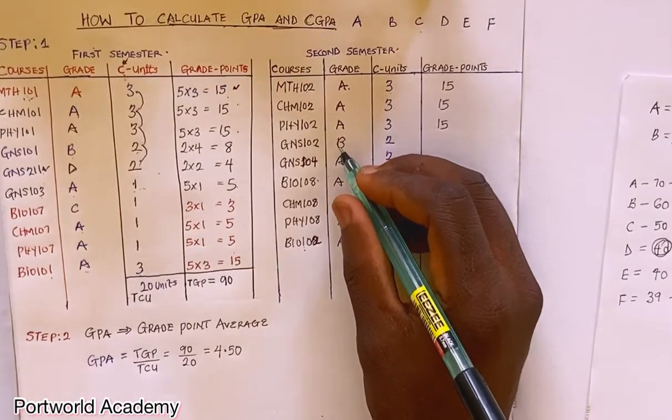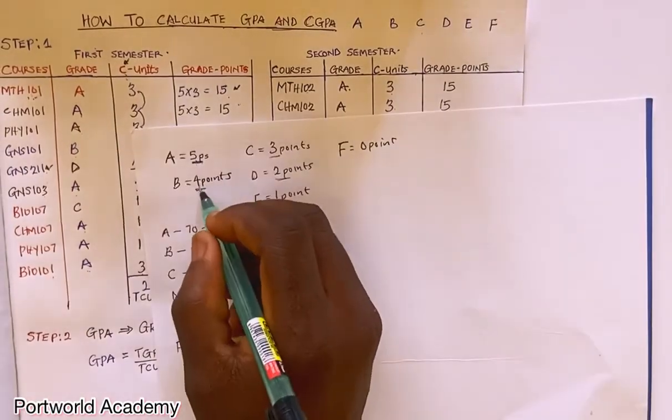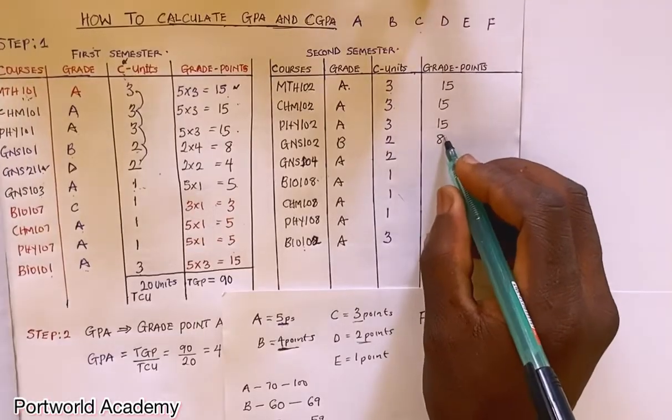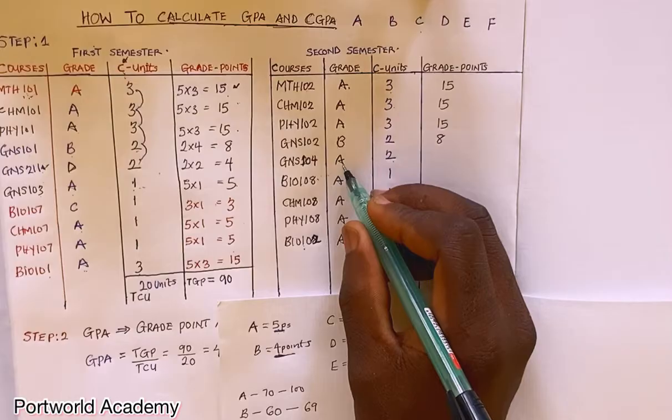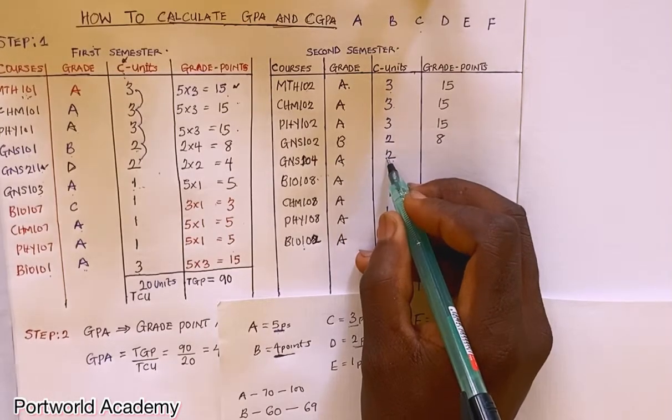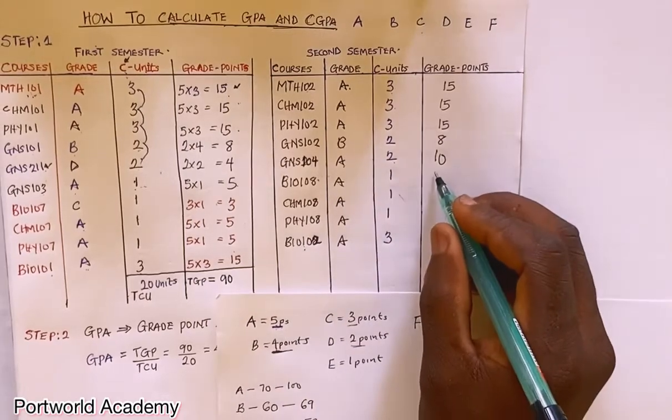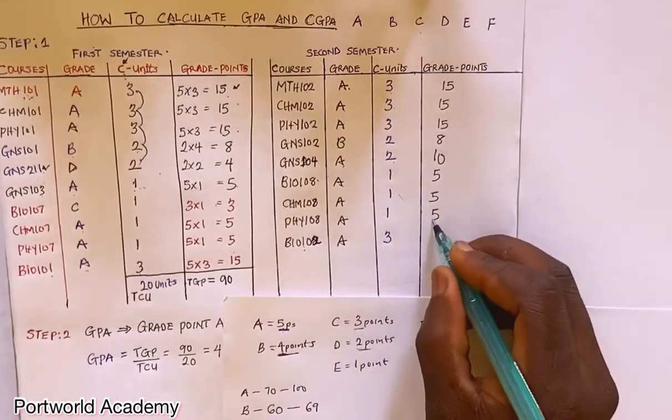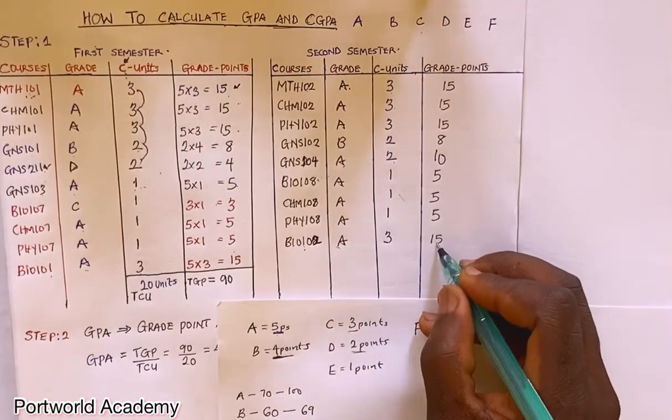Then GNS 102, this is B, and your B is 4 points. So that will be 4 multiplied by 2, which is 8. Then this is also a 2 units course. This is A, 5 points, which is 2 multiplied by 5, that's 10. Then this is A, that will have 5 times 1, which is 5. This is also 5. This is also 5. And this is also A, which is a 3 units course, that's 15.